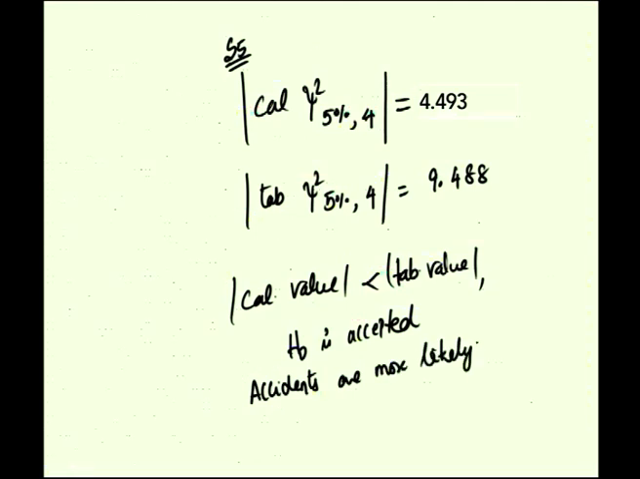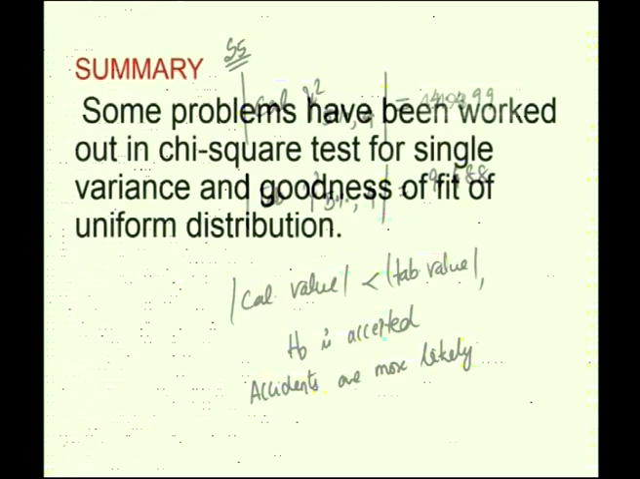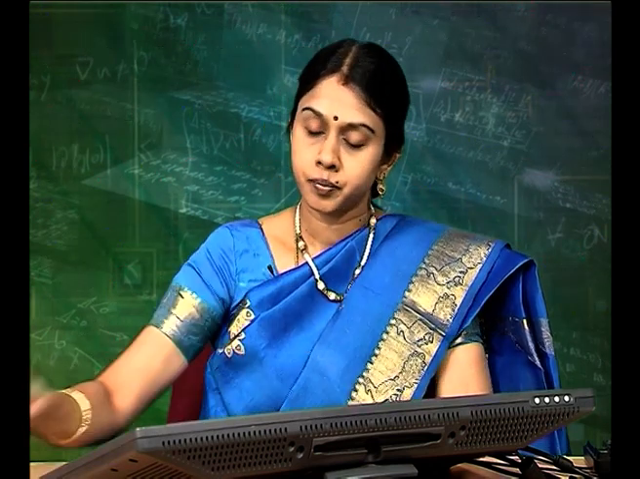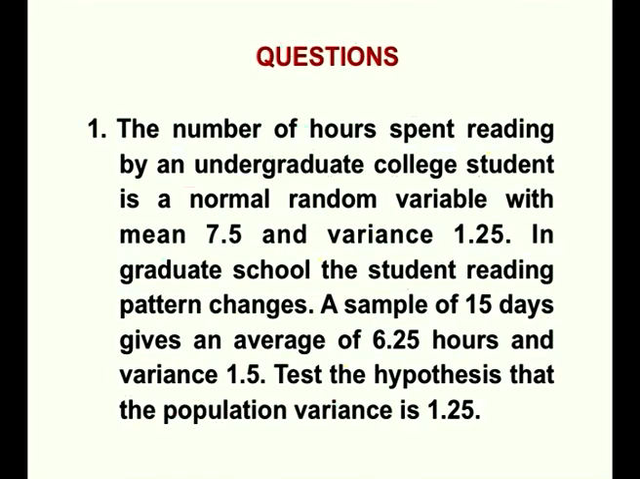Now, H naught is accepted in the sense the accidents are more likely on some days than others. In this session, some problems have been worked out in chi-square test for testing single variance, and then a goodness of fit procedure has been discussed, and we have also worked out a problem testing the goodness of fit of equal distribution using chi-square test. So, based on the discussion in this session, this following questions may be posed.